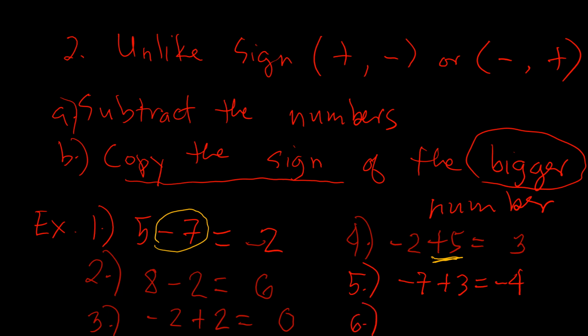Example number 6. I have here negative 10 plus 5. So negative 10 plus 5, unlike signs, the first number is negative and the second number is positive. So we are going to subtract these two numbers. 10 minus 5, that gives us 5. And then we are going to copy the sign of the bigger number. Of course, 10 is bigger than 5. So we are going to copy the sign of 10, that is negative.